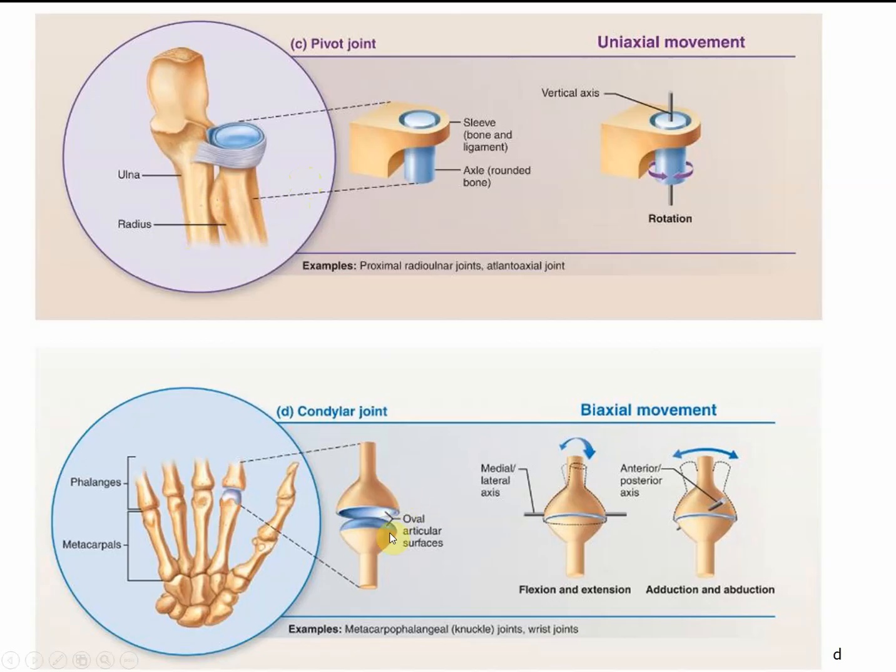Condylar joints have these oval articular surfaces, so they're similar to the ball and socket joint, but they don't have as wide a range of movement. So these are found in the knuckle joints or the metacarpophalangeal joints, as well as some of the wrist joints. So these type of joints allow for flexion and extension as well as abduction and adduction.